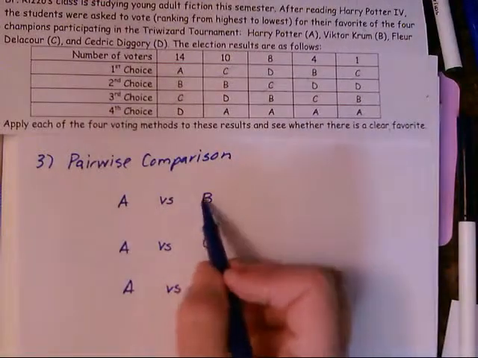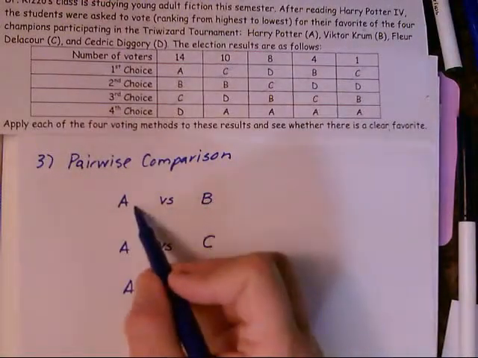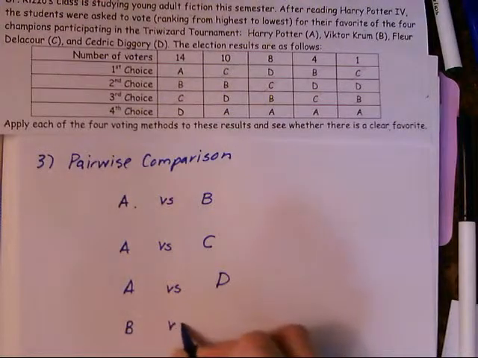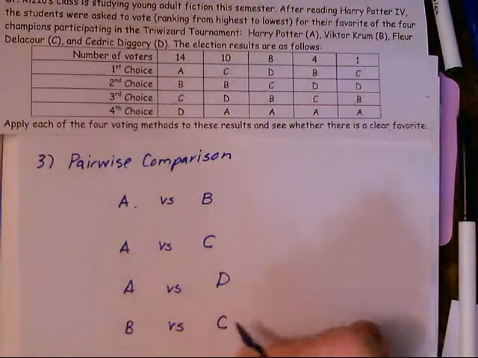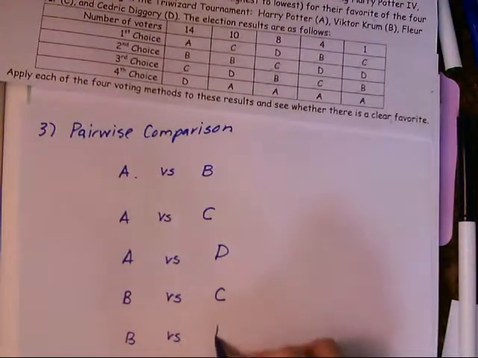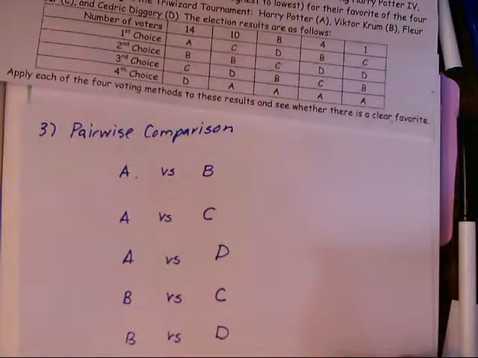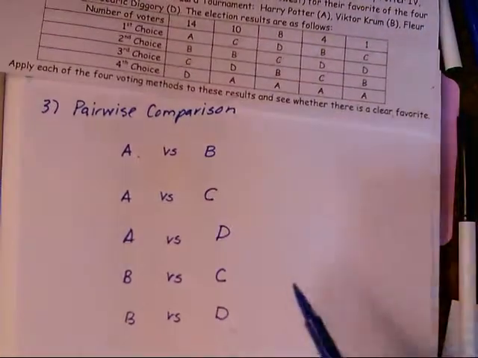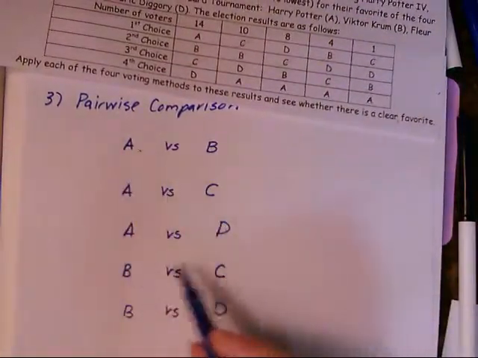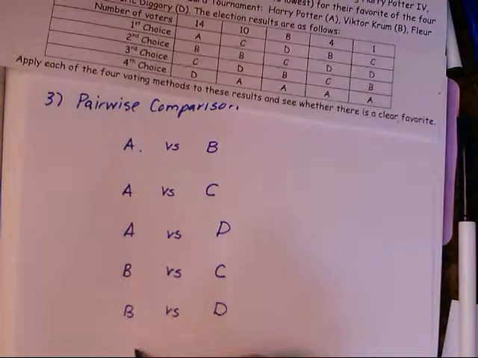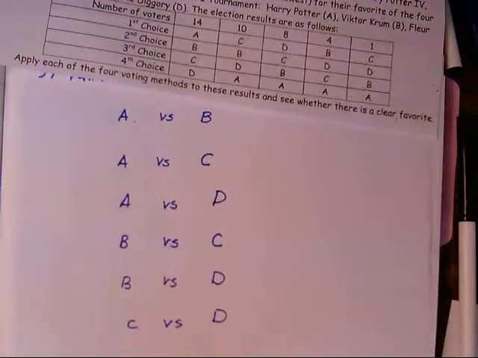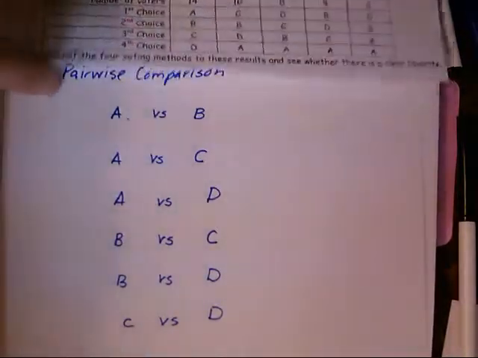Now, what about B? Let's start with B. Did B compare to A? Yes. How about B and C? We need that one. B versus C. We also need B versus D. And we've already done B and A, so we don't need that. Then we have C. We've already done A and C and B and C, so we need to do C versus D. And that actually concludes all the pairs.